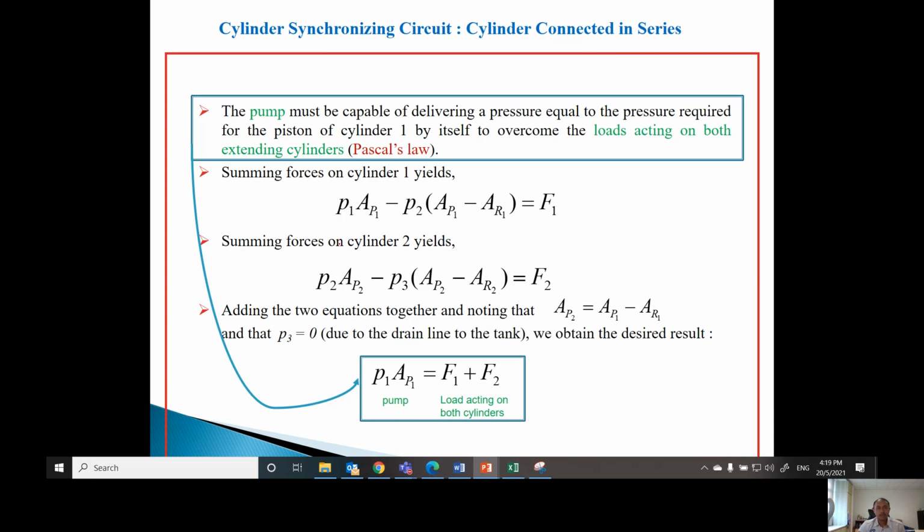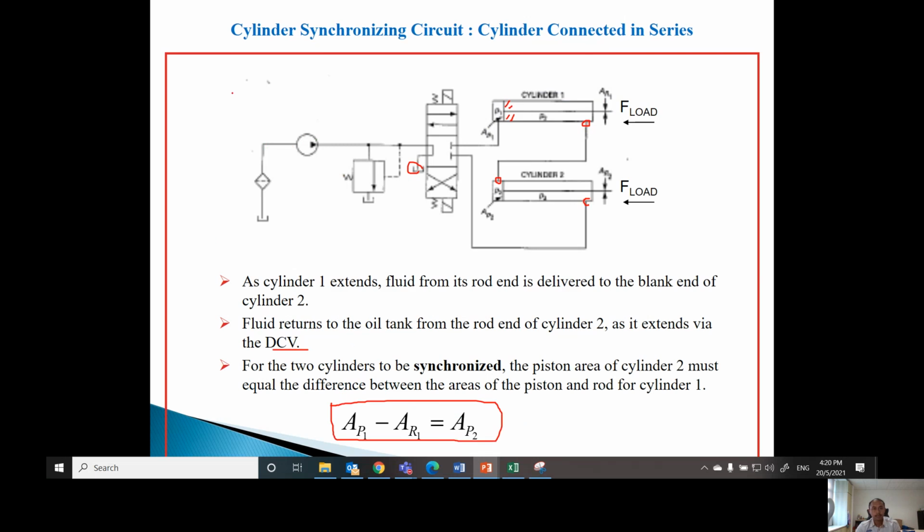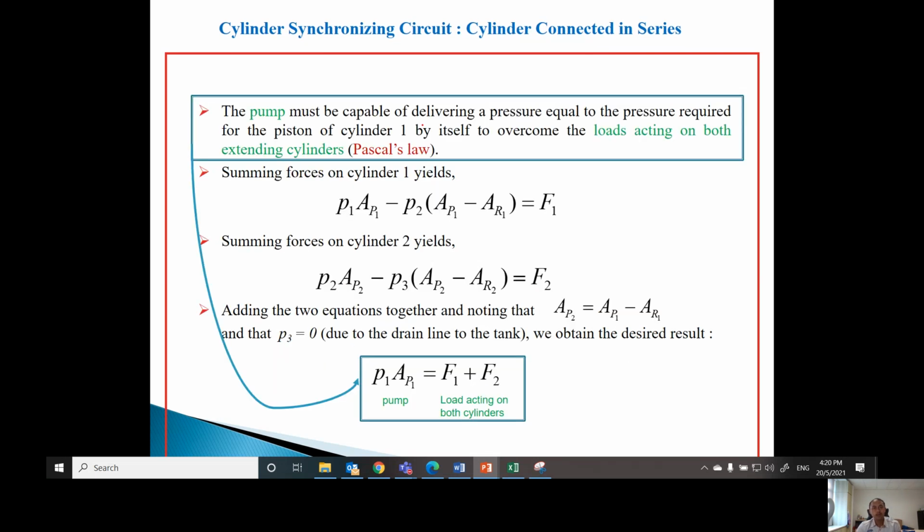All right. So if you have the connection in series, you only have one pump, right? So this pump must be capable of delivering a pressure equal to the pressure required for the piston of cylinder 1 by itself to overcome the loads acting on both cylinder 1 and cylinder 2. Later you can see how we can derive this statement into a formula.